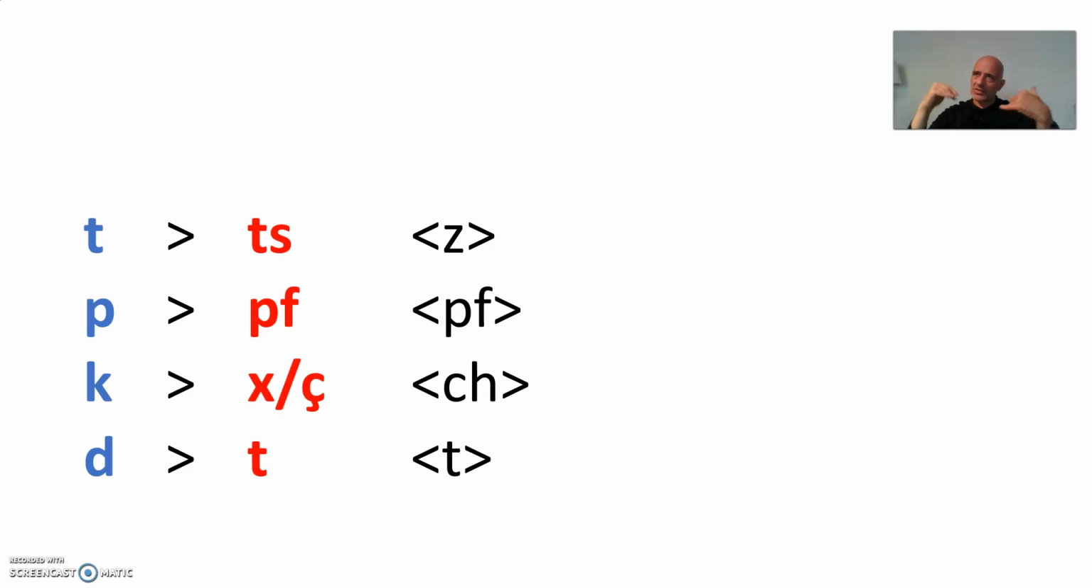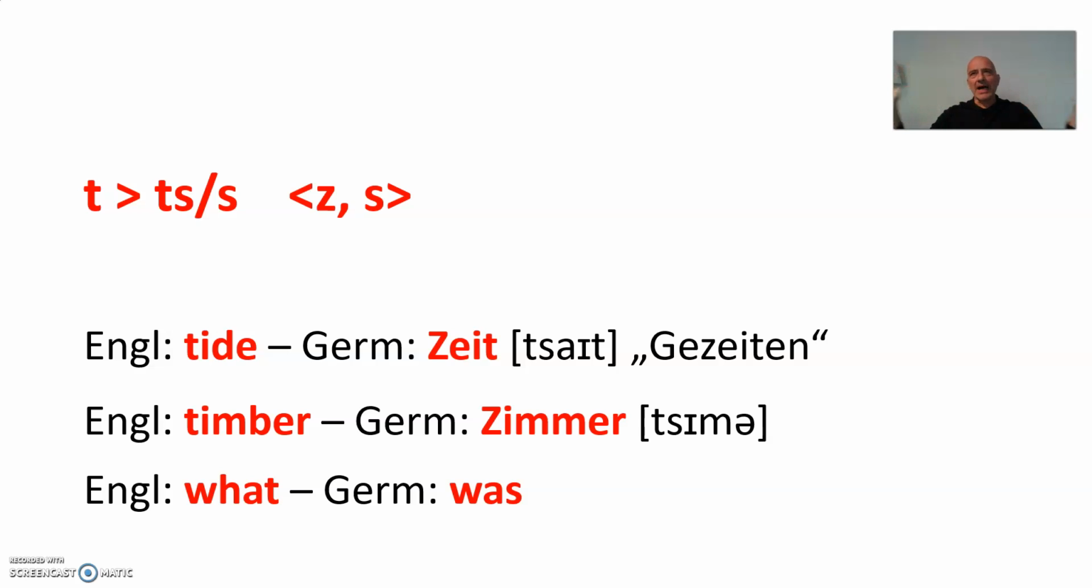There are others which were changed, but they are of no importance for us right now because there aren't so many instances. So these are the major consonants affected by the High German consonant shift, and they are responsible for the split between English without the consonant shift and German having this consonant shift. And I would like to look at it now systematically. This is the first one: T, we remember, turned into ts.